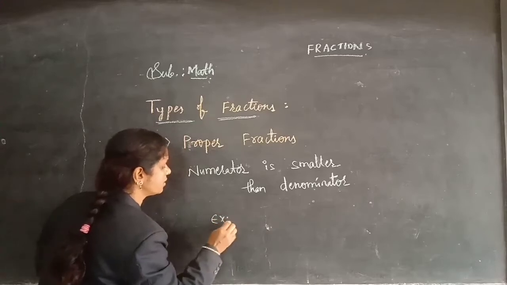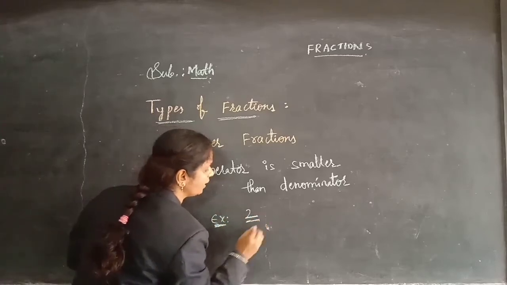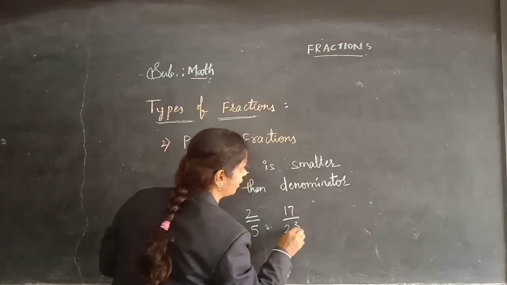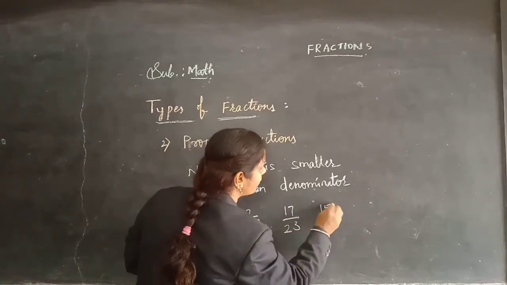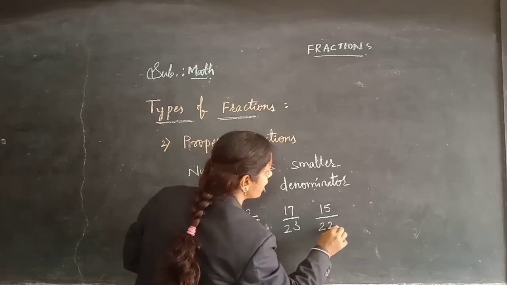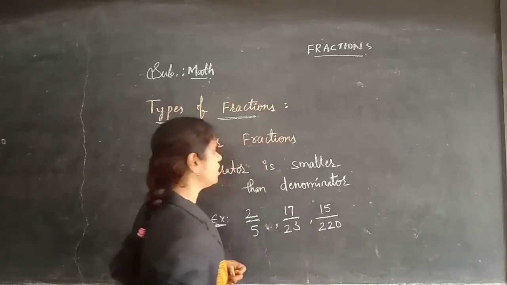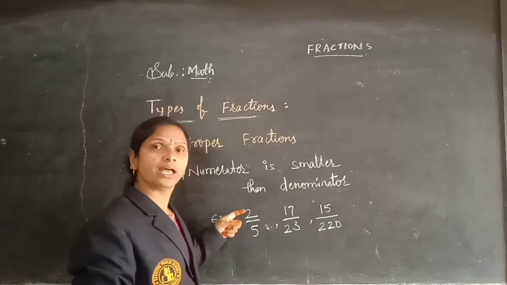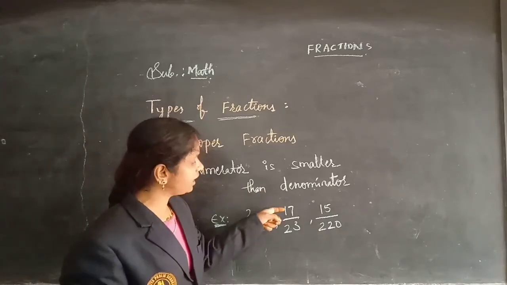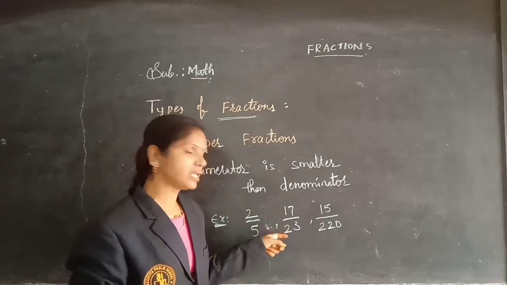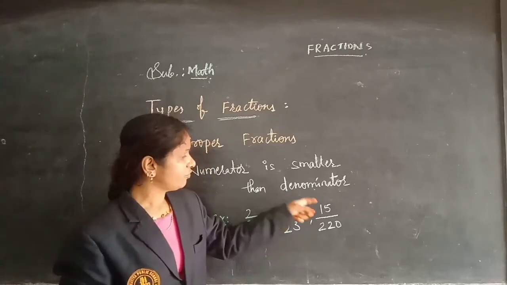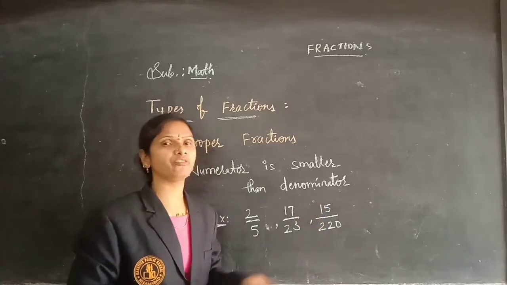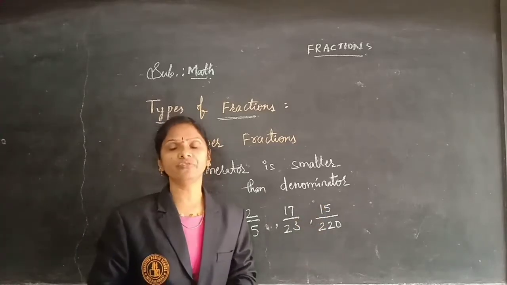Look at the examples here. 2 by 5, 17 by 23, 15 by 220. These all are the proper fractions. Why? Because here 2 is smaller than 5. Here 17 numerator is smaller than the 23 denominator. 15 is smaller than 220. So these type of fractions are called proper fractions.